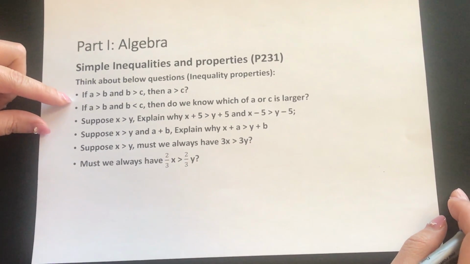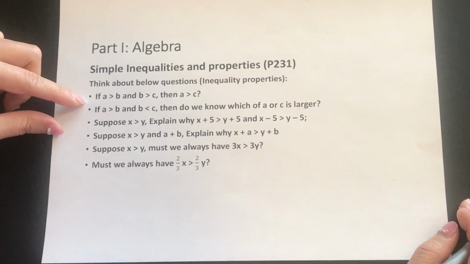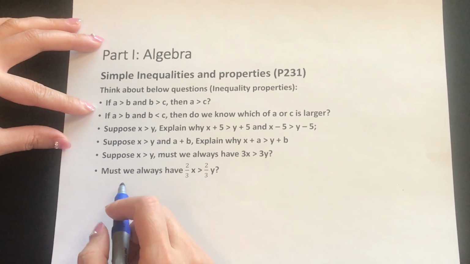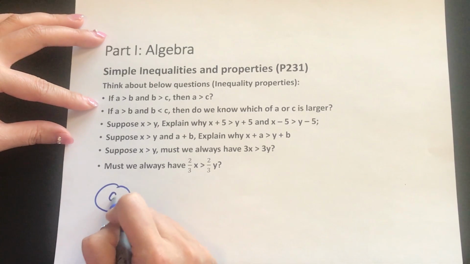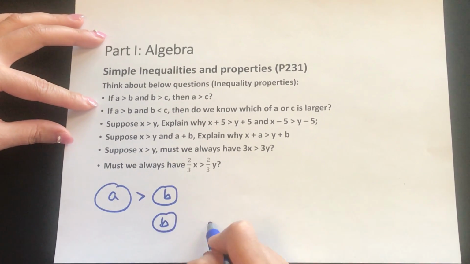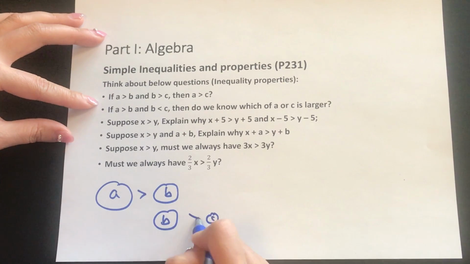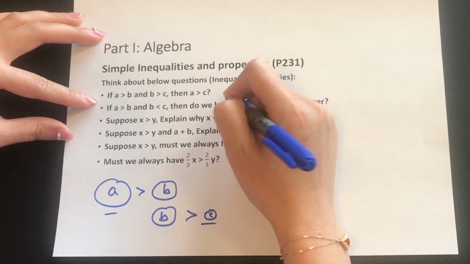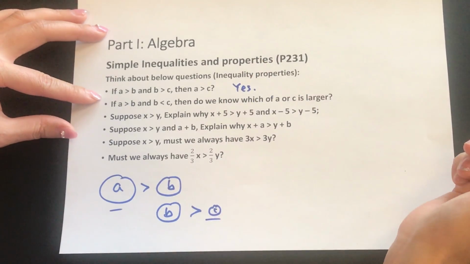Okay, first, if we have a greater than b and b greater than c, what do we get for the relation between a and c? So if we have a greater than b, and we also have b greater than c, therefore a must be greater than c. So the answer is yes.